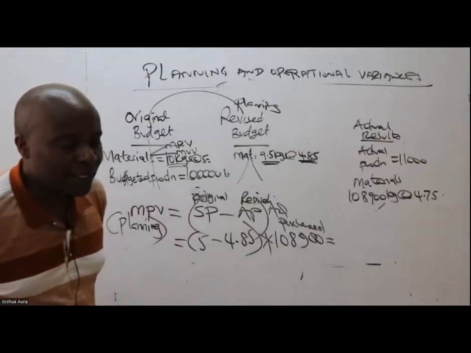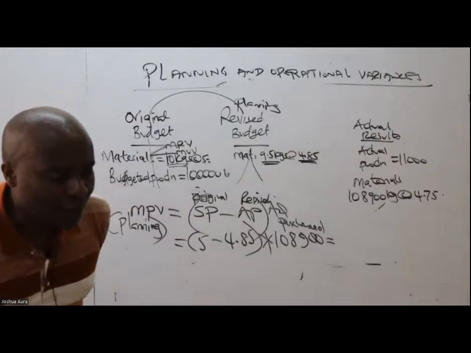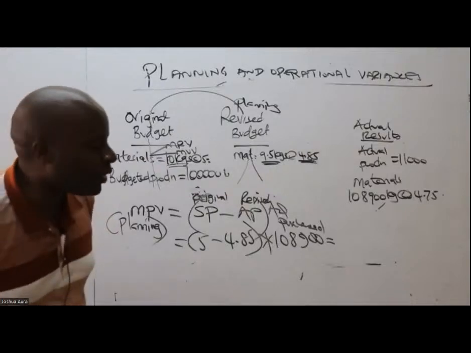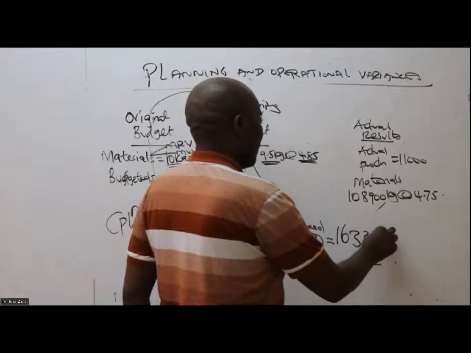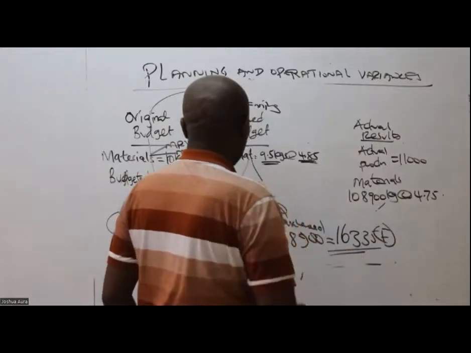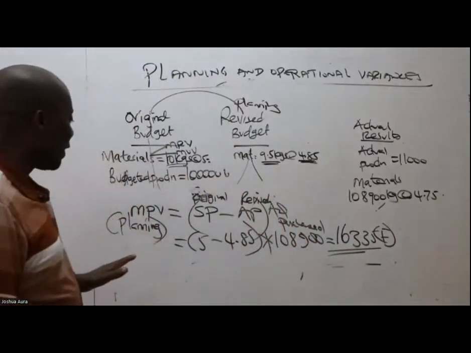So JS says it is 163, 35. Jamie is confirming 163, 35 favorable. It's positive. 163, 35 favorable. Thank you very much. Any material price variance planning?